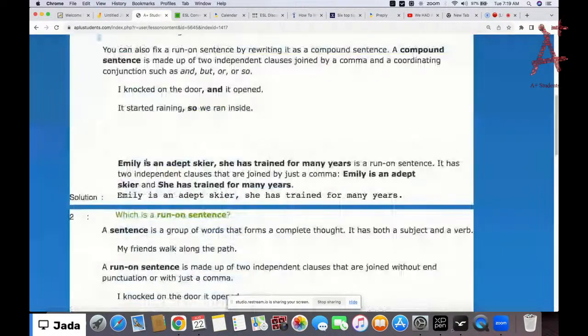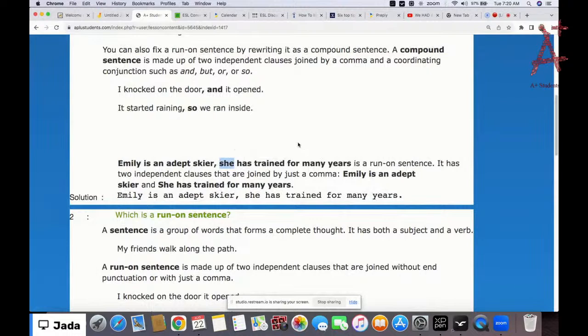So Emily is an ardent skier. She has trained for many years. Is a pronoun sentence. So she's an ardent skier. So it's supposed to be maybe separated, okay, with a period or and.